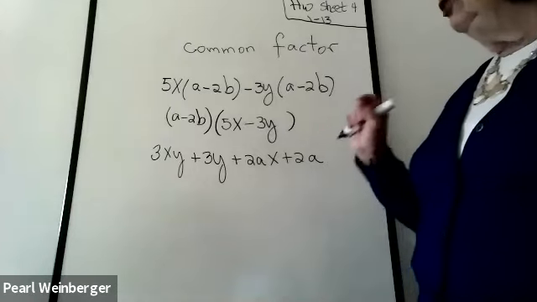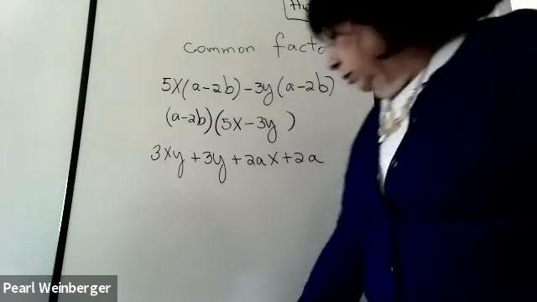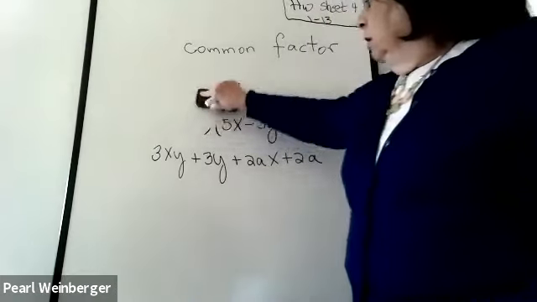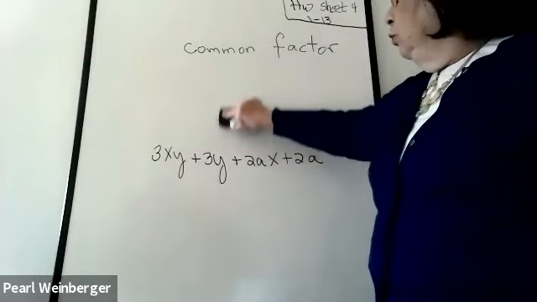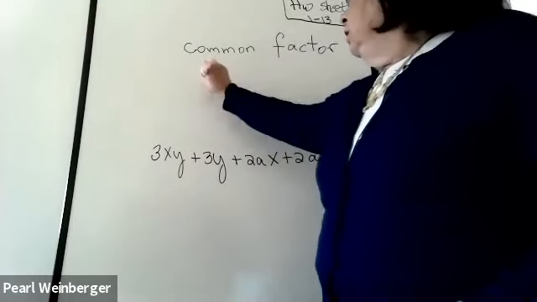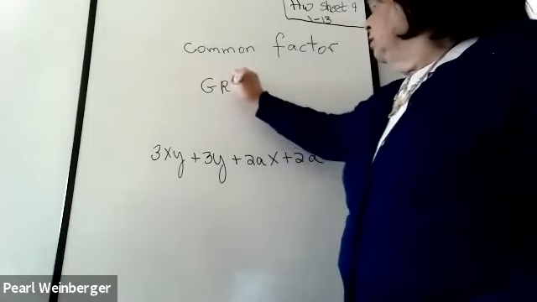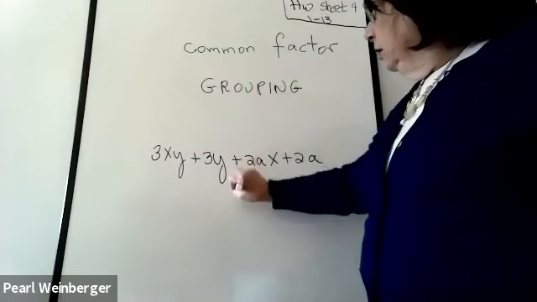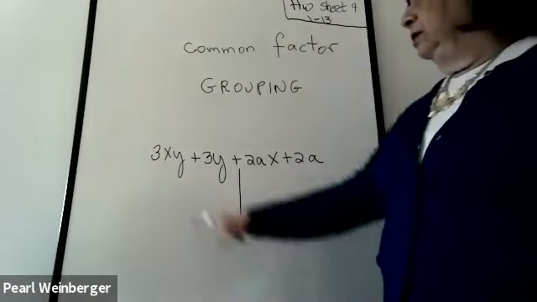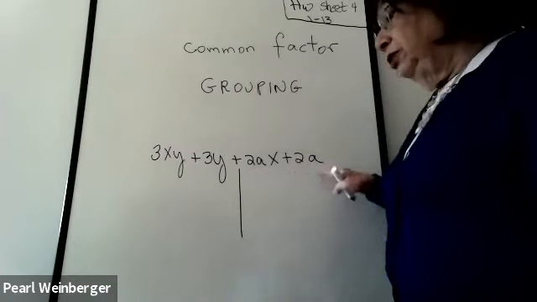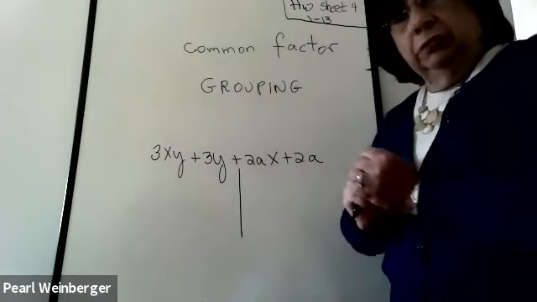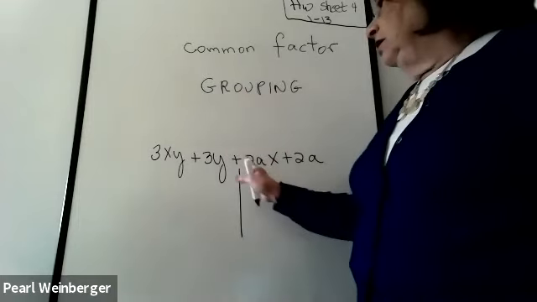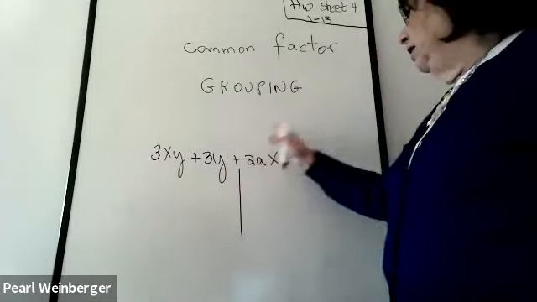But I can do something that's called grouping. This is called factoring by grouping. What does grouping tell you to do? Split the thing into 2 pieces. You have a total of 4 terms, so group your first 2 terms together and group your second 2 terms together. I put a line there to say I'm working with this separately and this separately.